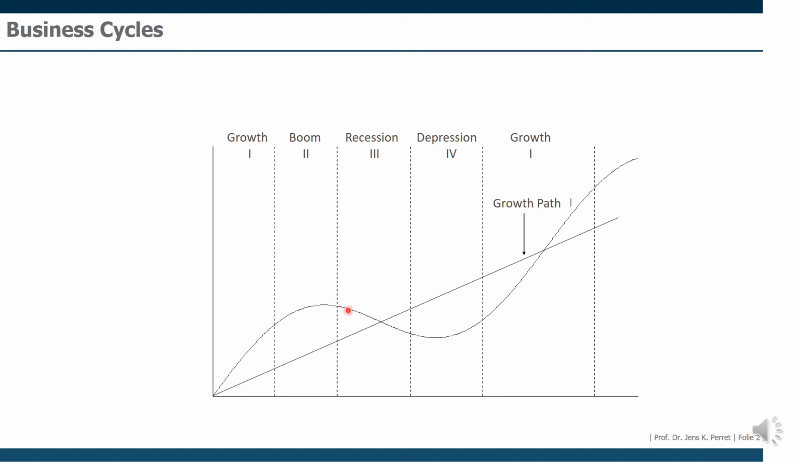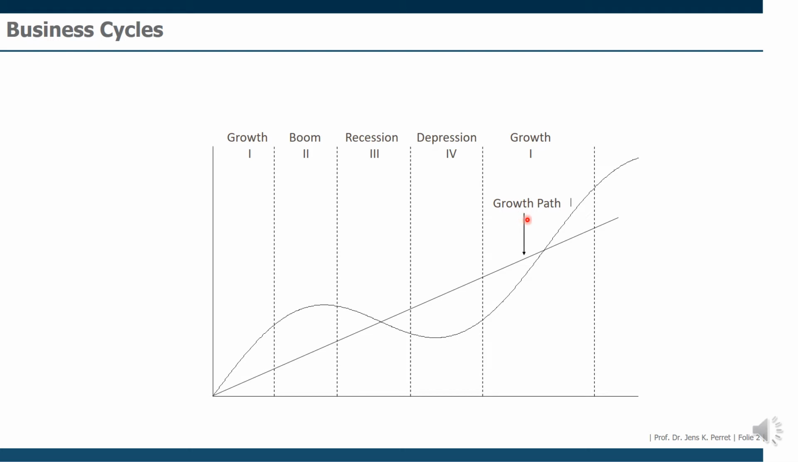Those phases fluctuate around a guiding line called the growth path. That's more or less the long-term general trend which the economic development follows, whereas the fluctuations are short to medium-term fluctuations.